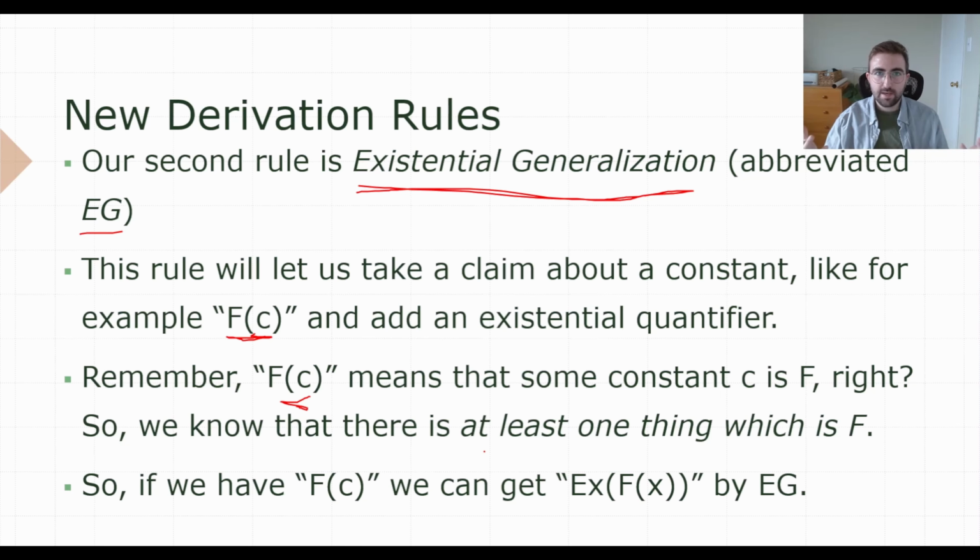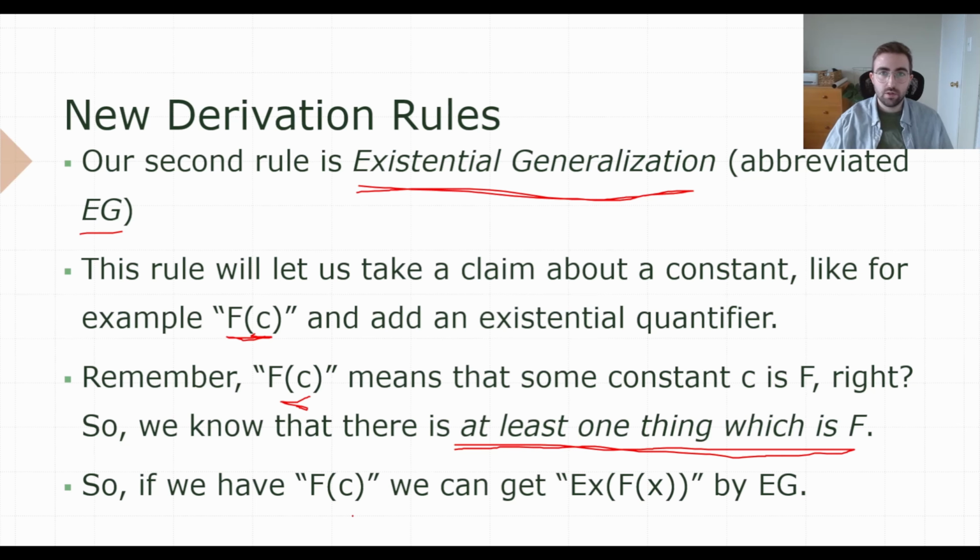We know that there is a thing, c, which is f. And this tells us that there's at least one thing which is f. And you'll remember that's exactly what our existential quantifier is saying. There's at least something which has this property, right? There's at least one thing. Well, if c is f, then we know there's at least one thing which is f: it's c.